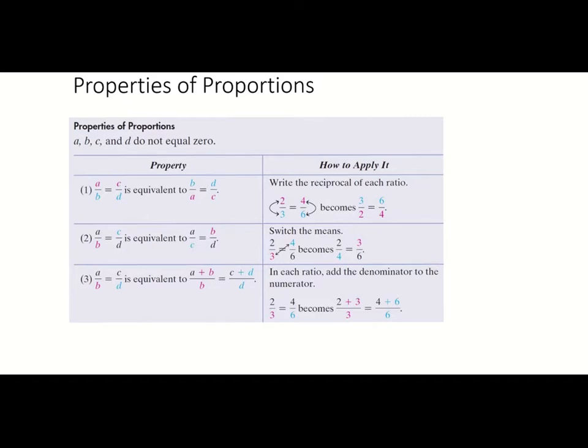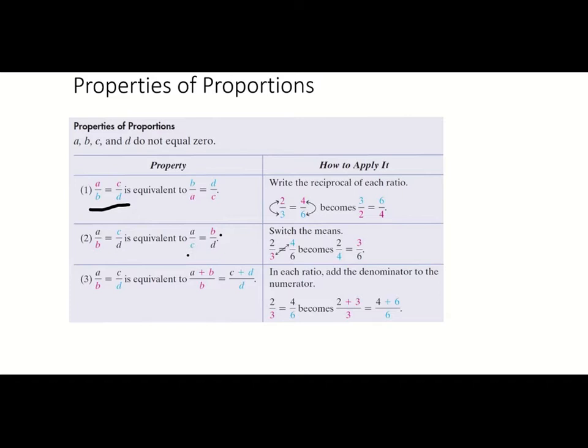If we start off with our original, A over B is equal to C over D, you could write the reciprocal of each, so you could switch the numerators and denominators. Again, your cross products would remain the same, so you would still get the same answer. Or we could start off with A over B, C over D, and then just switch the means. The B and the C would be switched. Still we get the same answer.